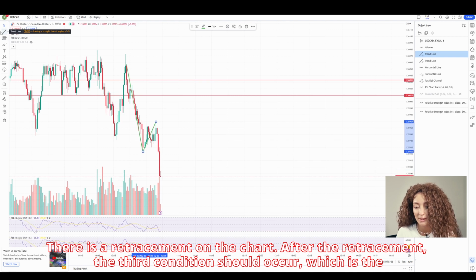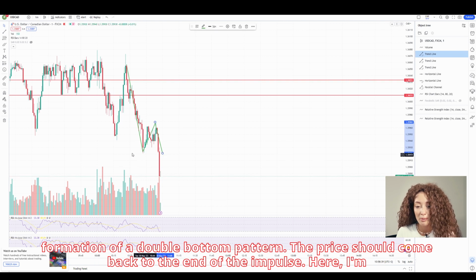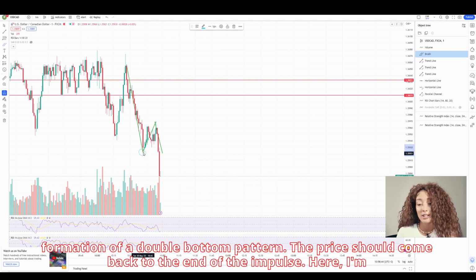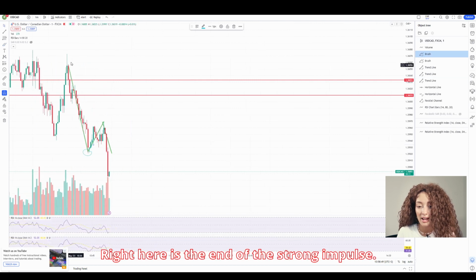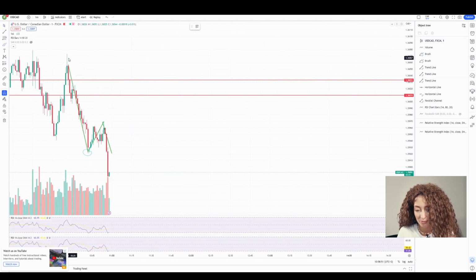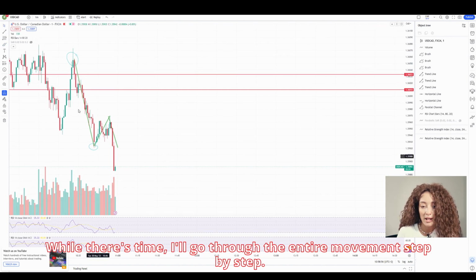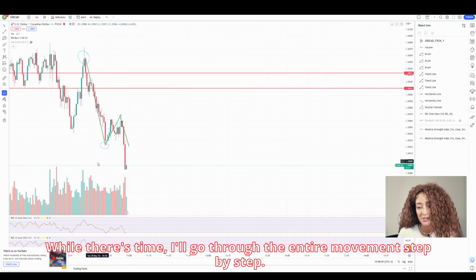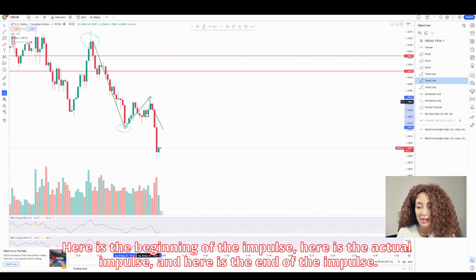After the retracement, the third condition should occur, which is the formation of a double bottom pattern. The price should come back to the end of the impulse. Here I will show this moment on the chart. Right here is the end of the strong impulse. From here we can open the trade. While there is time, I will go through the entire movement step by step. Here is the beginning of the impulse, here is the actual impulse, and here is the end of the impulse.